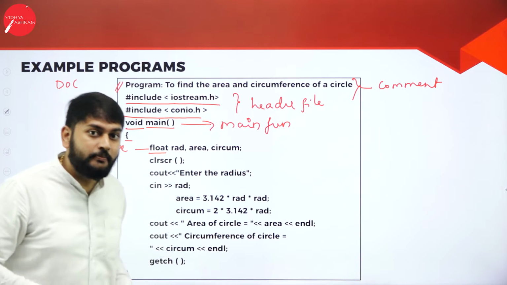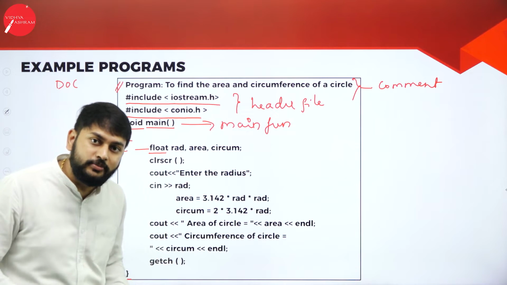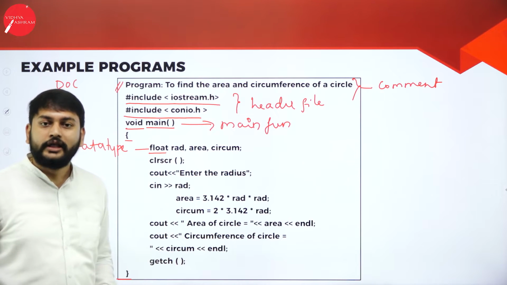What is this data type? So I'm creating 3 variables. Why are you using 3 variables? Because I need to store the values in these 3 variables.